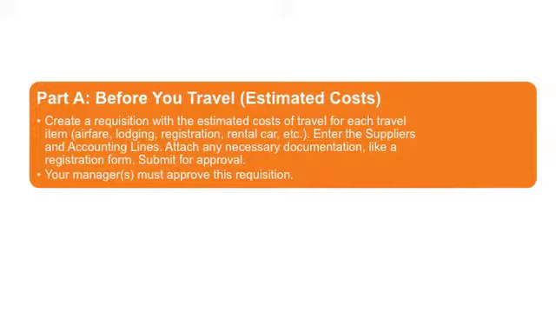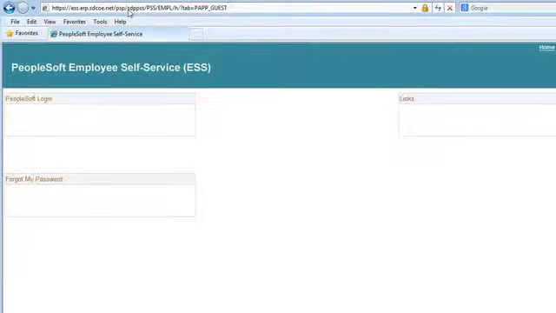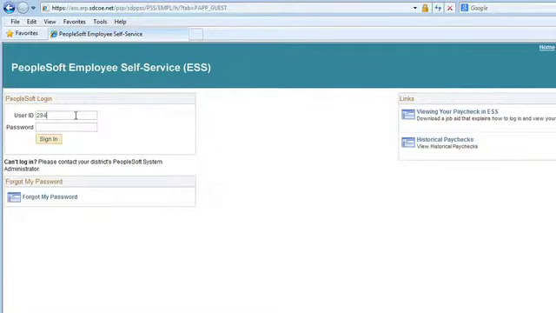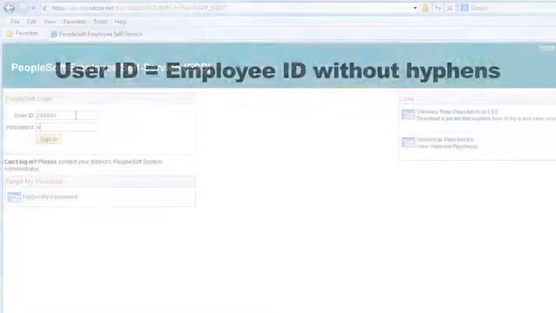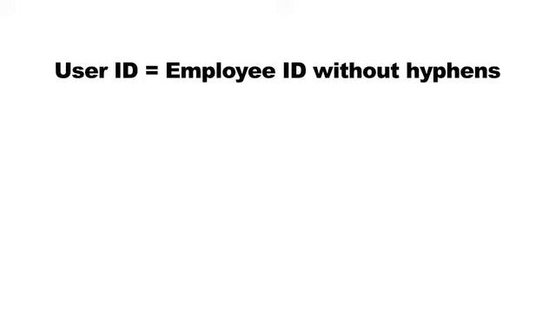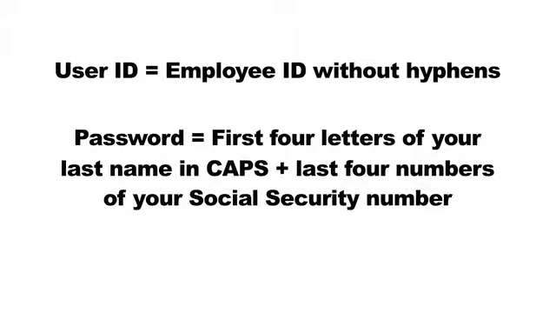Ready for the step-by-step instructions? Let's show you how. Before you travel, you need to create a requisition for travel authorization and enter the estimated costs and attach necessary documents, like a conference registration form. Go to the PeopleSoft Employee Self-Service website. Log in with your user ID and password. Your user ID is your employee ID without hyphens. Your password is the first 4 of your last name in caps, plus the last 4 of your social security number.